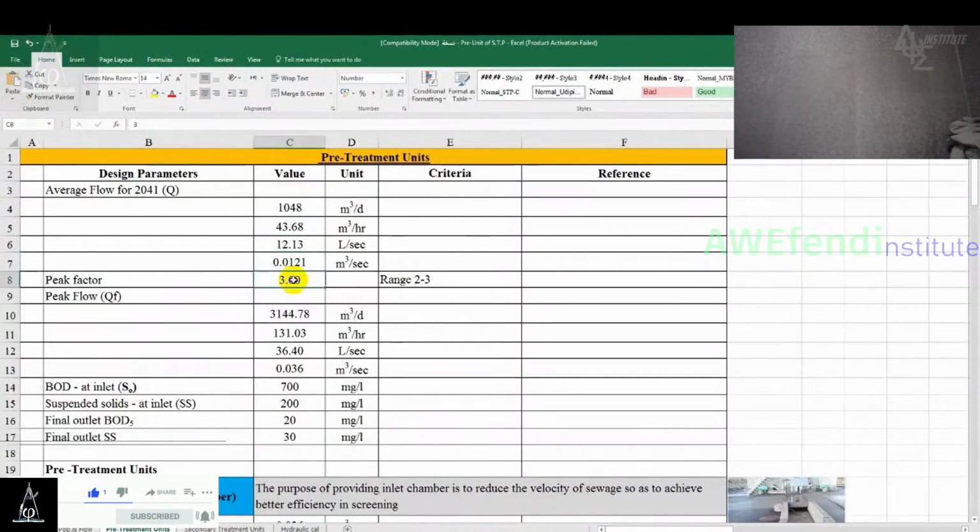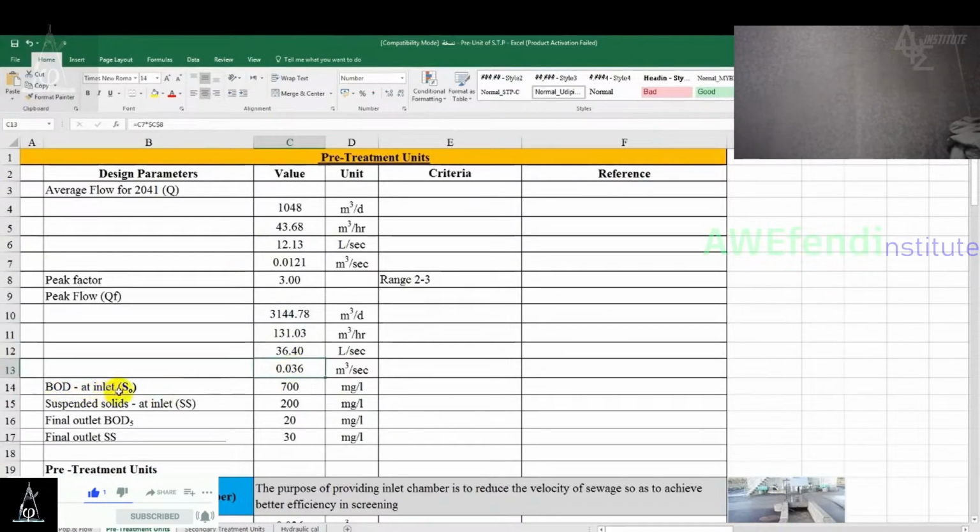Peak factor, here we use 3. You can use any value from this range, 2 to 3. And after that we calculate peak flow QF. QF equals Q average times peak factor. And this cell times peak factor. And so on.